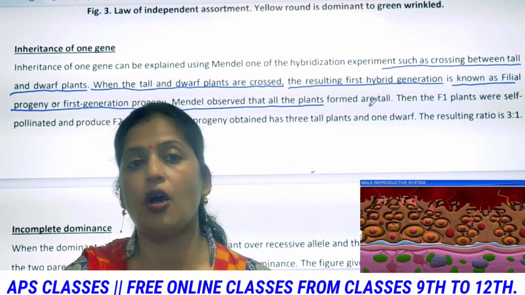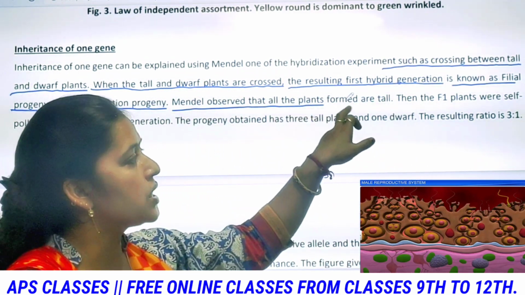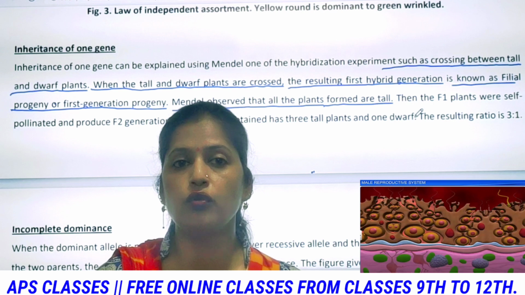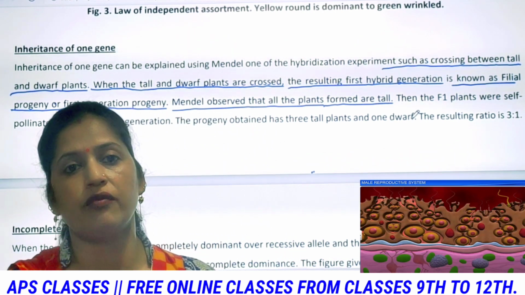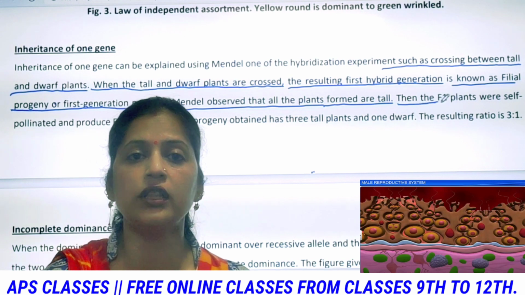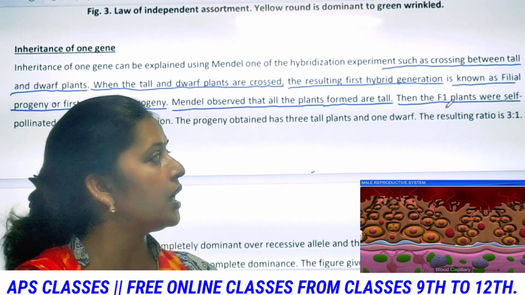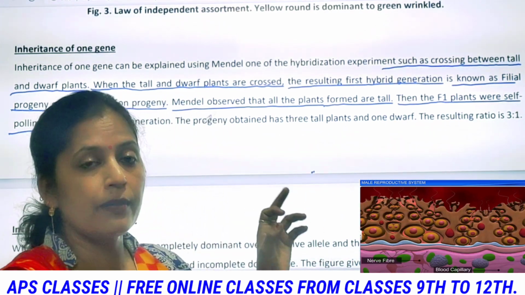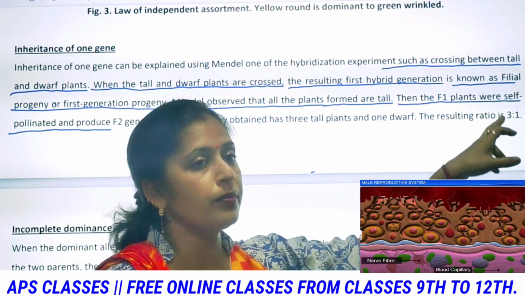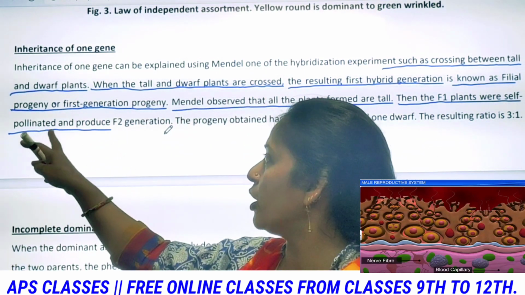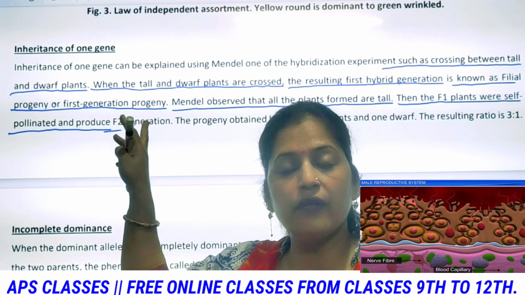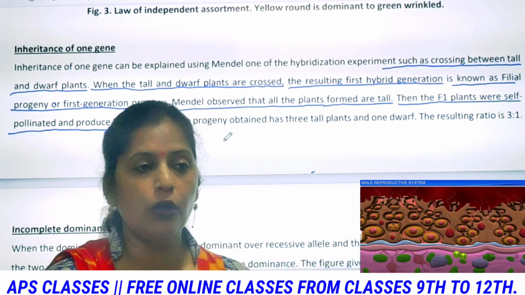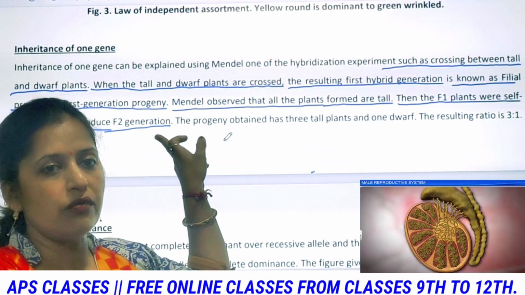Now what did Mendel observe? Mendel observed that all the plants formed are tall. When he crossed the tall plants and the dwarf plants, in the first filial generation, all the plants were tall. Then the F1 plants were self-pollinated. That means all the F1 plants were self-pollinated and they produced the F2 generation.